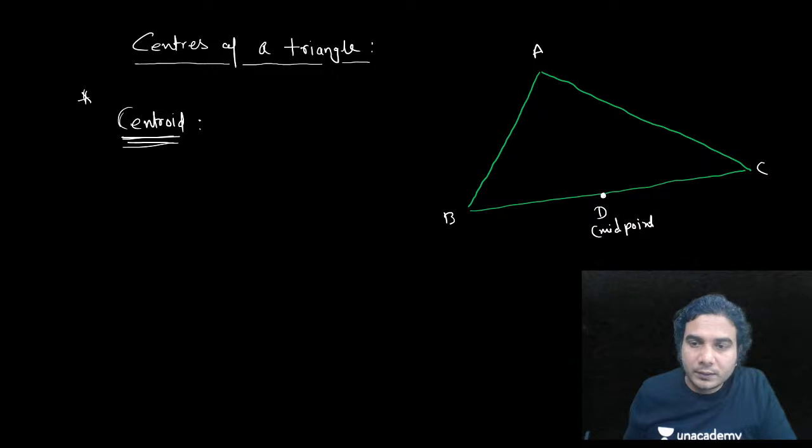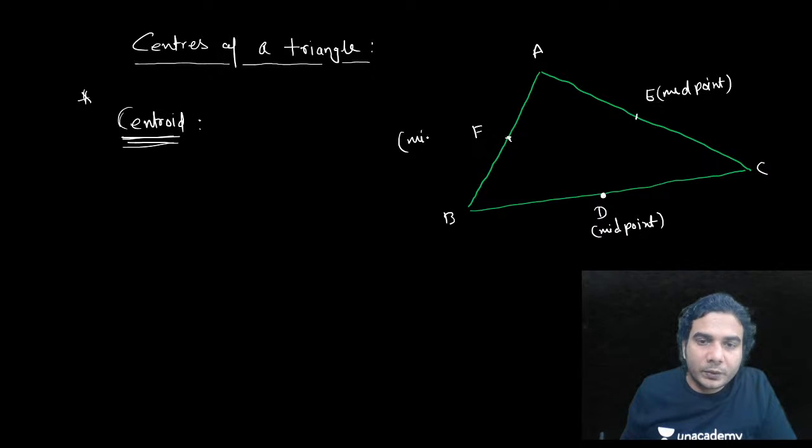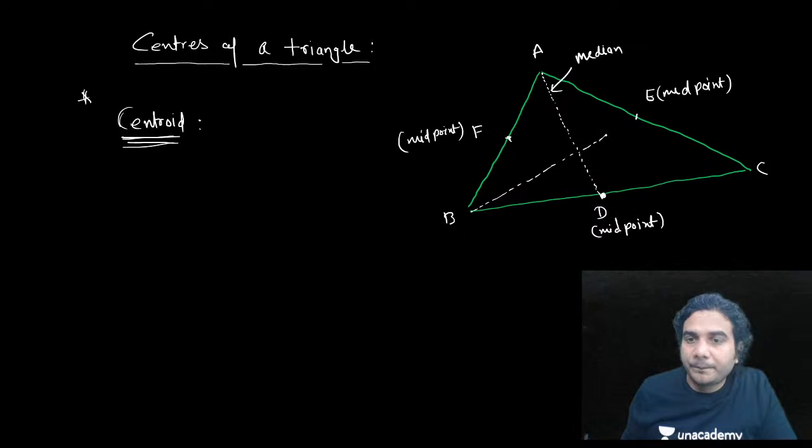This is E, which is again a midpoint, the midpoint of A and C. And say this is F, which is also a midpoint, the midpoint of A and B. If you join these vertices with the midpoints of opposite sides, then this line is called a median. You know that, right? And if you join vertex B, this is another median, and this is the third median.